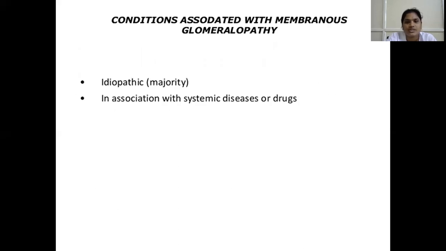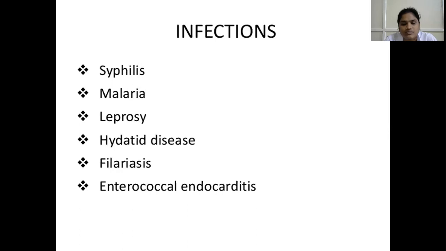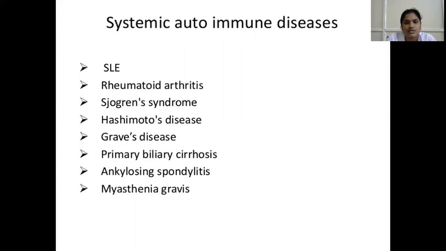The conditions associated: it can be idiopathic or it can be associated with systemic diseases or drugs. So infections like syphilis, malaria, leprosy, filariasis, in all these conditions it can be associated with membranous nephropathy. And then systemic autoimmune diseases like SLE, rheumatoid arthritis, Sjogren's syndrome, Hashimoto's disease, Graves' disease, ankylosing spondylitis, myasthenia gravis, primary biliary cirrhosis.